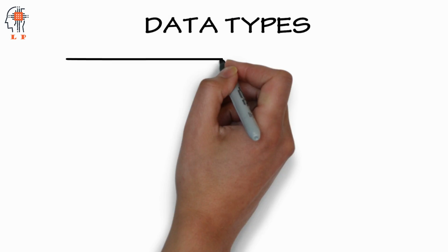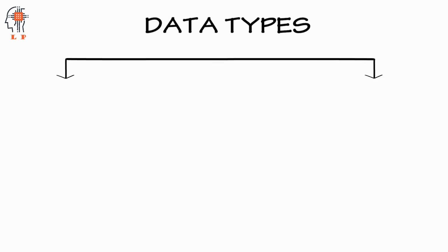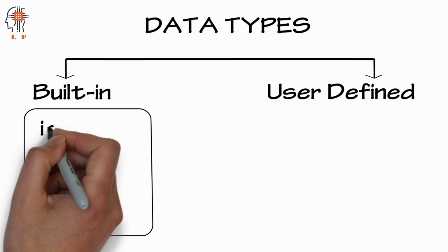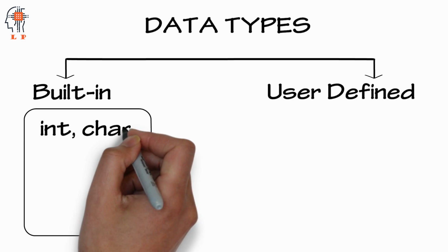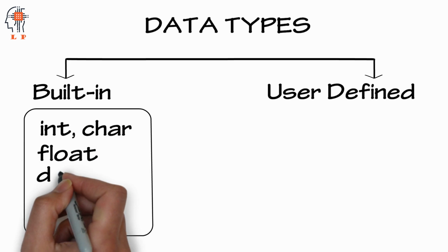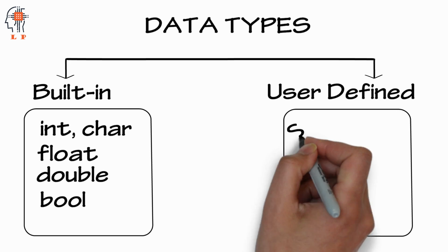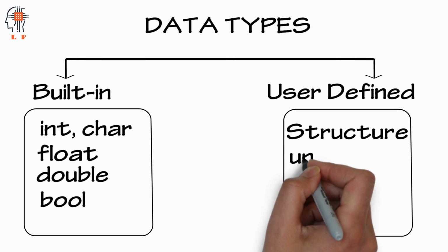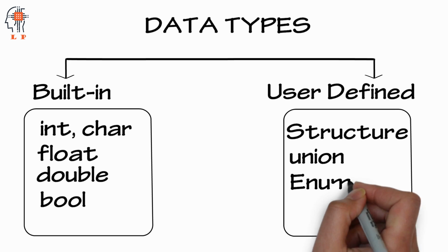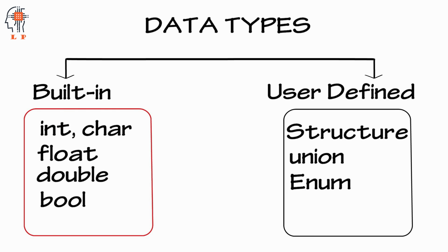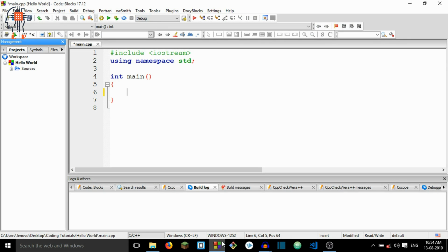Data types can be classified into two: built-in data types and user-defined data types. Built-in data types include integer, characters, floating points, double, and Boolean. And user-defined include structures, union, and enum. Our discussion will be on built-in data types. So, let's get back to the code blocks to see how things work.